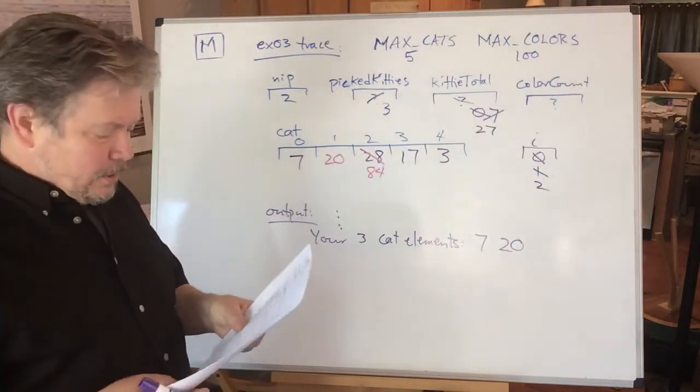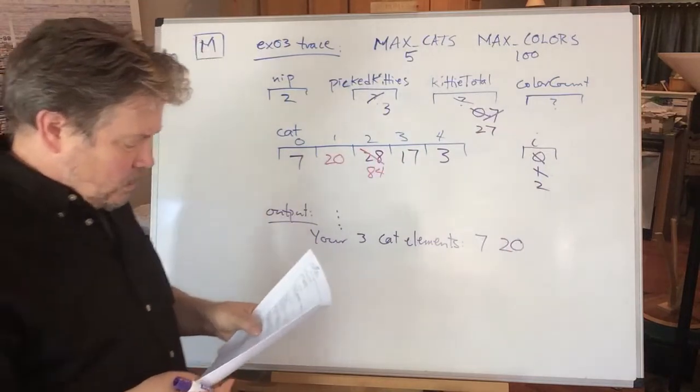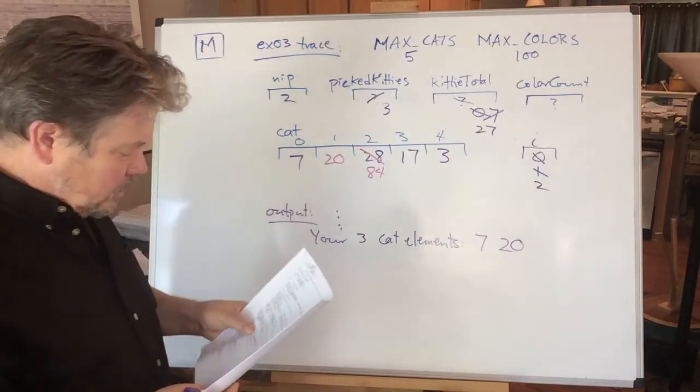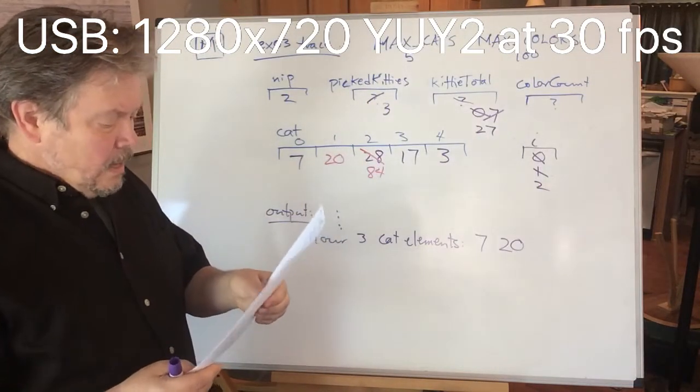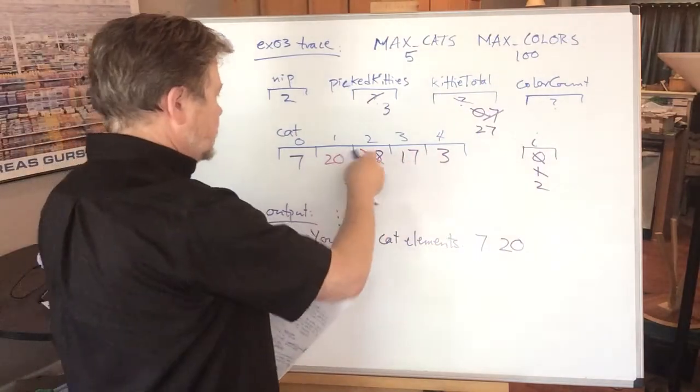Now it goes back up and checks that condition again, just as if we were in a while loop. I less than picked kitties. 2 is less than 3. Yes, still true. It's going to do the for loop again. Prints out cat square bracket I. Cat square bracket 2 is 84.